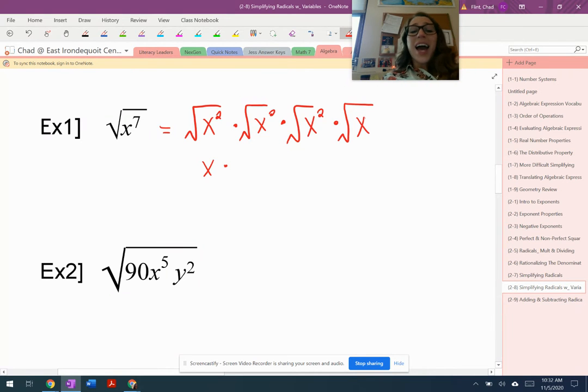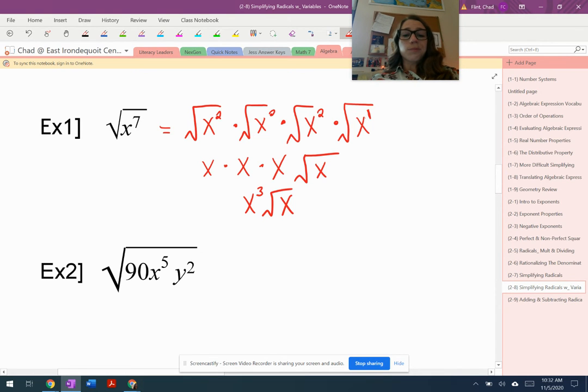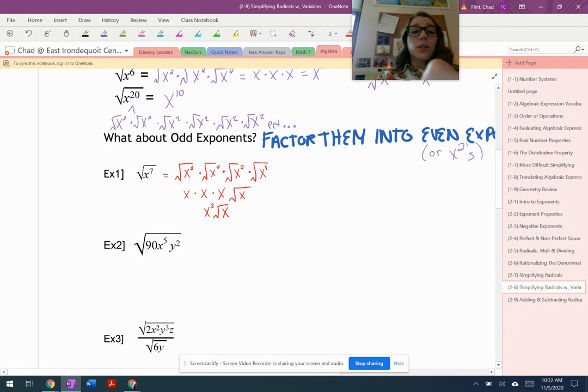The square root of x squared is x, not the square root of x. We took the square root away when we canceled it out with the squared. Square root of x squared is x. Square root of x squared is x. And then this is not a perfect square. This x to the first power isn't an even exponent, so it can't come out of that radical nicely. So that stays inside the radical as just plain old square root of x. x times x times x turns into x to the third power with a square root of x still inside the radical. So that's one way you can look at this.